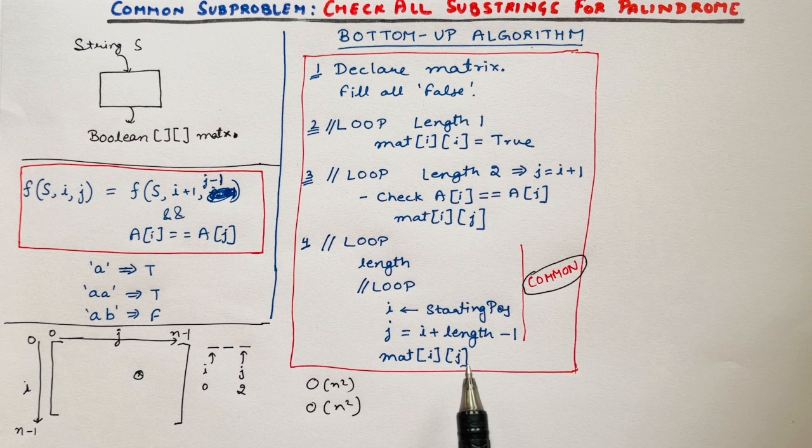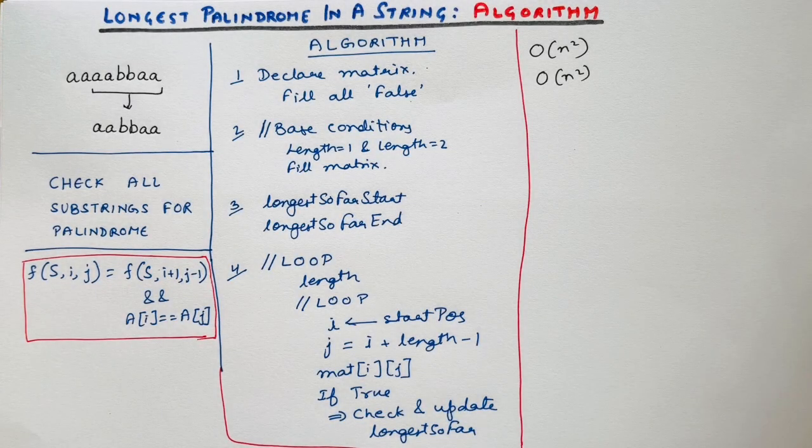How much time will it take? It will take big O of n square. And how much space is it taking? It is still taking big O of n square, but now we are not taking the space taken by the recursion call stack. Let us now see how all this applies to our original problem.